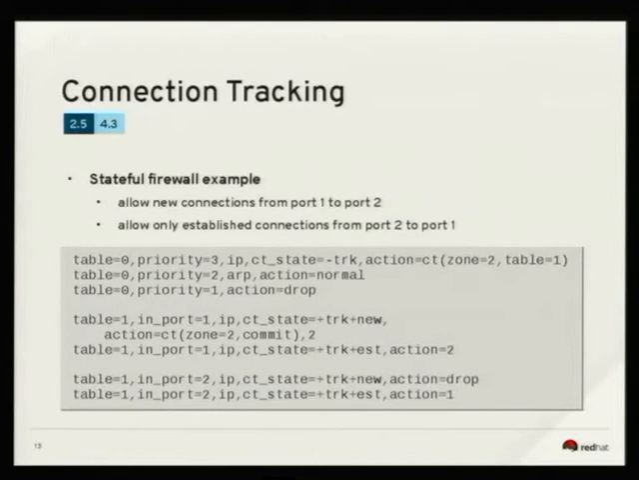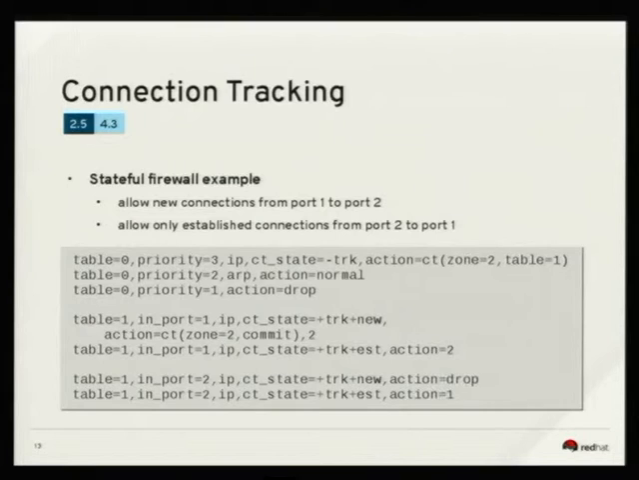The highest priority rule is this one, matches on IP packets. It's quite obvious. And this is important. So when the packet is not tracked, it's unchecked, then we execute this action. We execute the conntrack action and redirect the packet to table 1. We're operating in zone 2, but that's not so important. In table 1, the packet is tracked now.